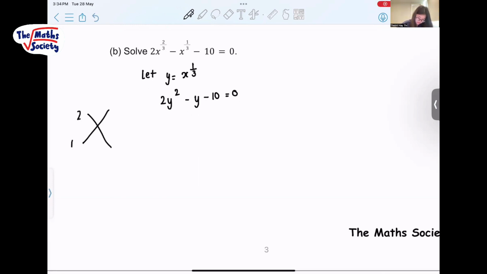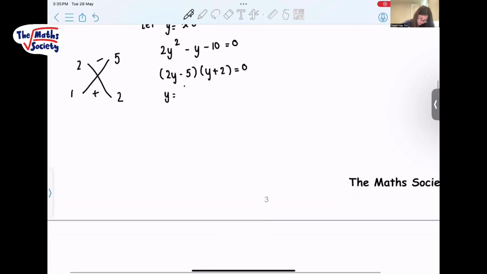2, 1, you have 5, 2 to get 2. You have like 5 and then 2 because you get 4 and then 5. So it'll be like minus and plus. You have 2y minus 5, and then y plus 2 equals to 0. So you have y equals to 5 by 2 or y equals to minus 2.